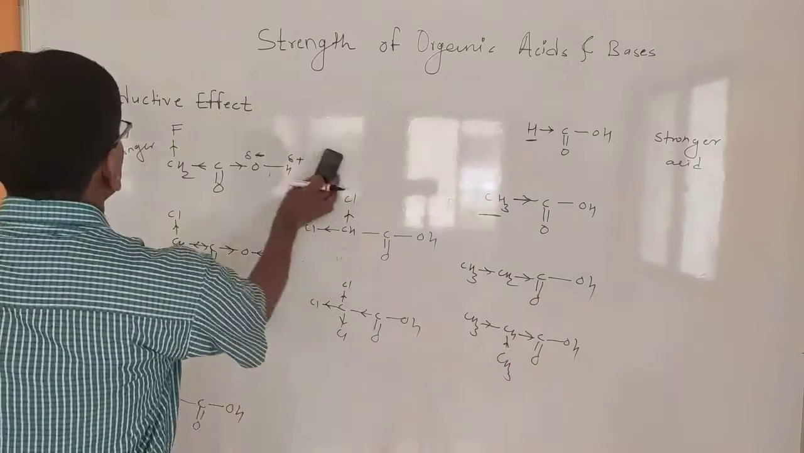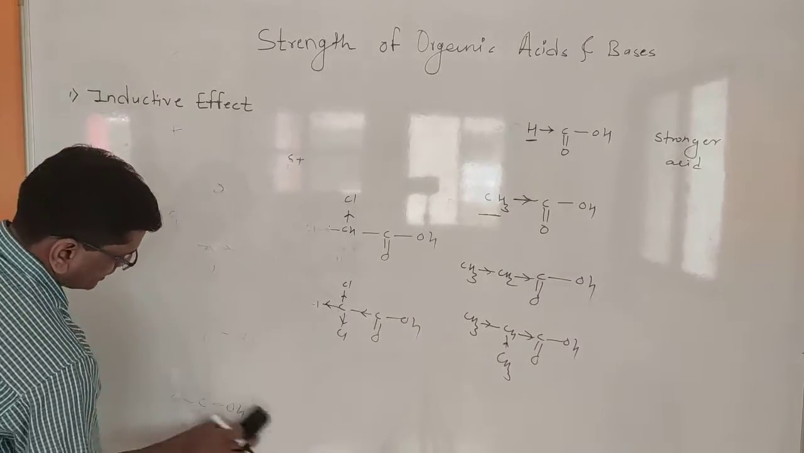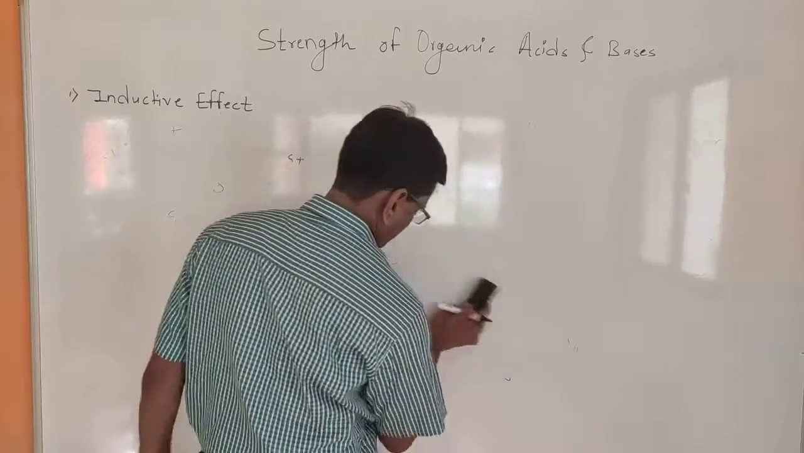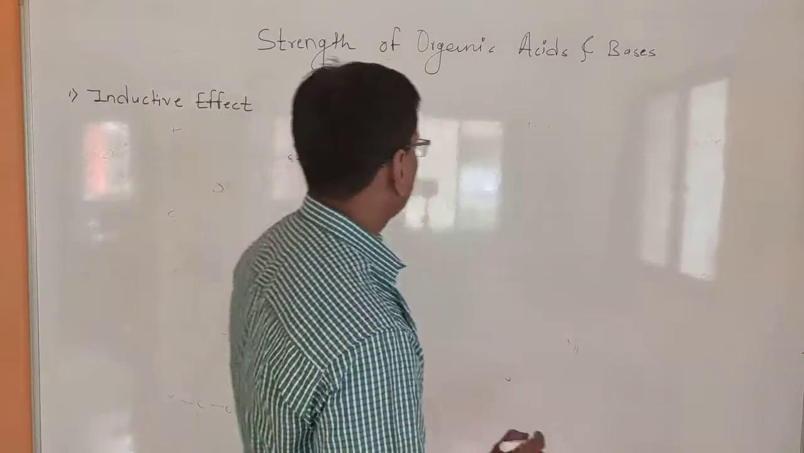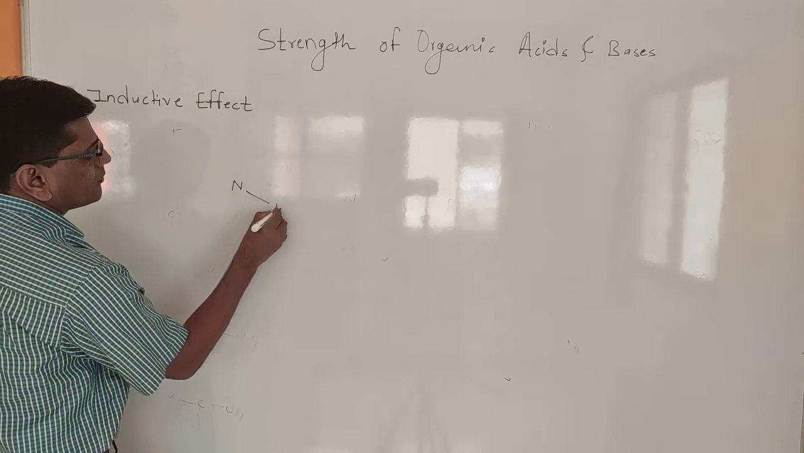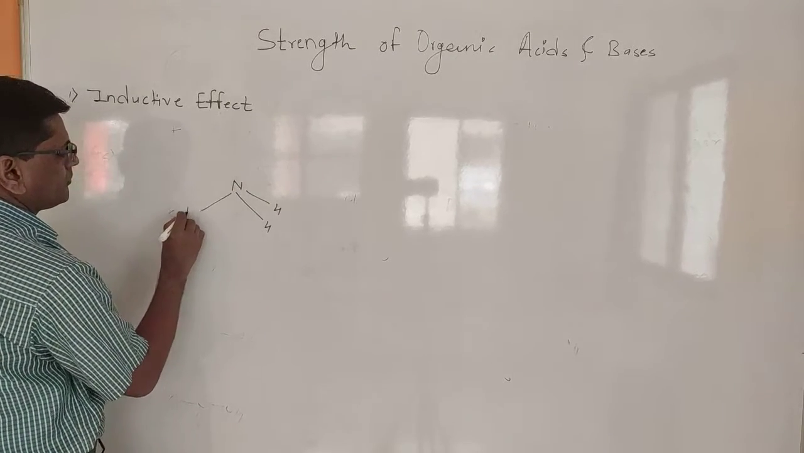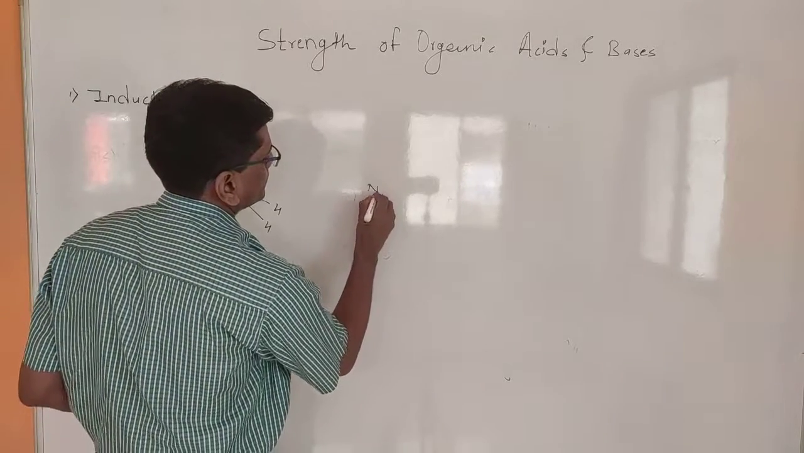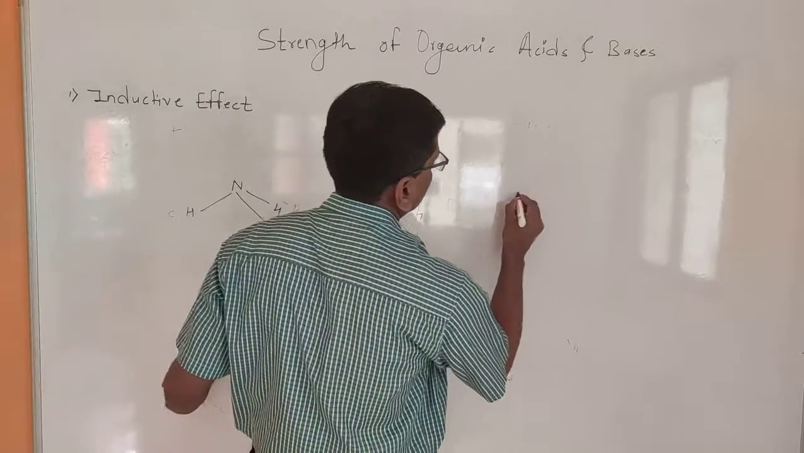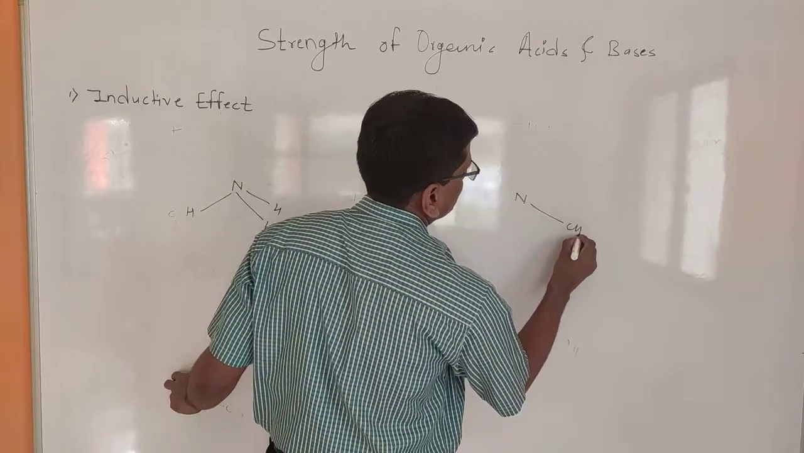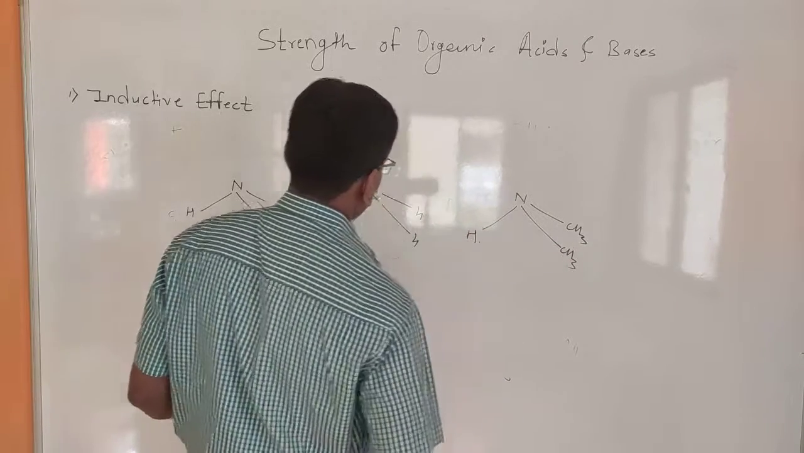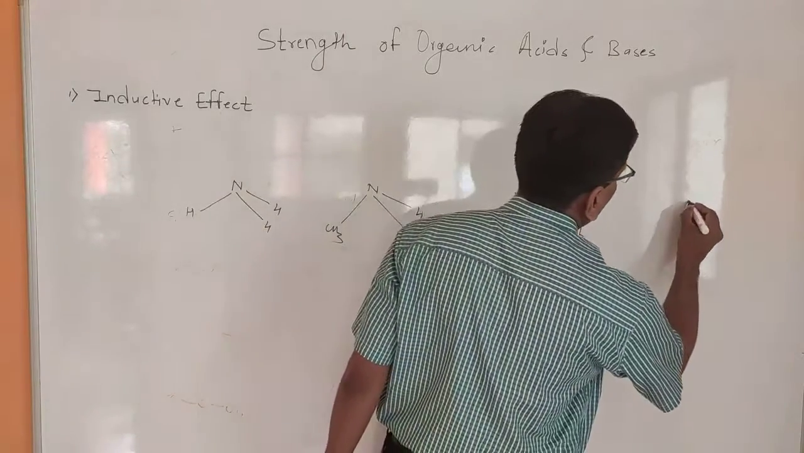Now we consider one more example, which is related to bases. If we consider ammonia, methylamine, dimethylamine and trimethylamine.